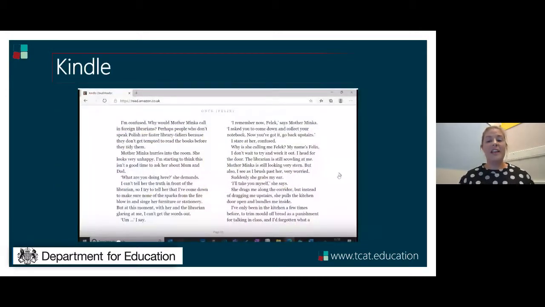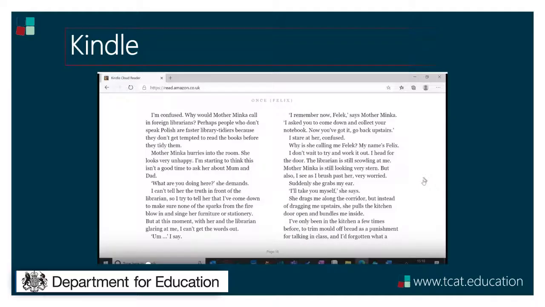Quite similarly for the Kindle app, you can download this on most devices. You have to pay for the books, that's the only problem. But I know in Key Stage 2, they use this a lot more often than some of the other apps that I've just spoken about.